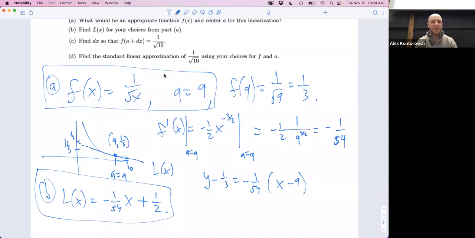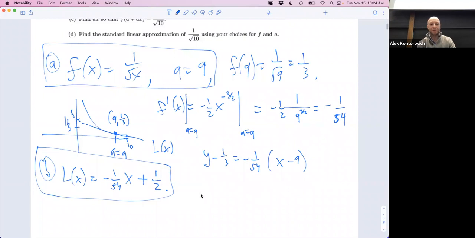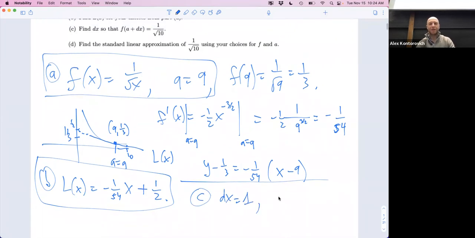Okay. C, find dx so that a plus dx is a 10th. Well, dx I would say is 1. So this is part C, dx is 1 because then a, which is 9, plus dx, which is 1, is 10, and f of 10 is exactly 1 over root 10. Okay, so for part C, dx is 1. Right, I'm moving one step to the right off of my anchor. This distance is dx.